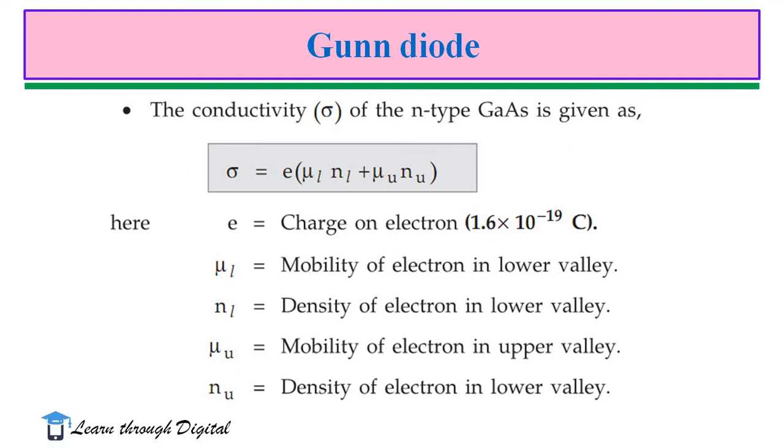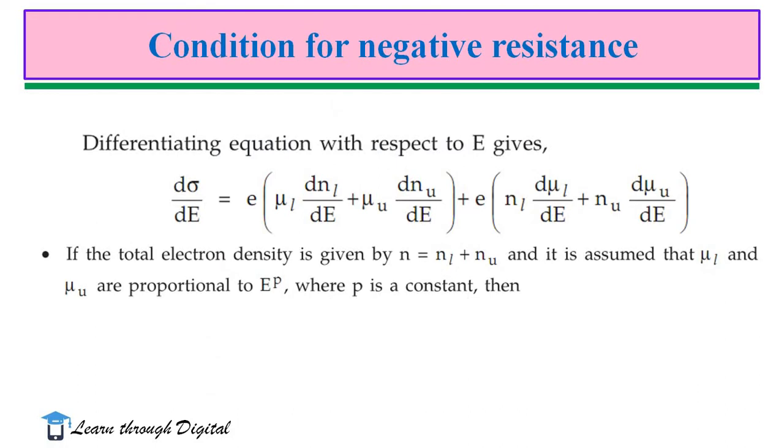It represents the mobility of electrons in the lower valley, mu L. Mu U is the mobility of electrons in the upper valley. Next, we are going to derive the condition for negative resistance.